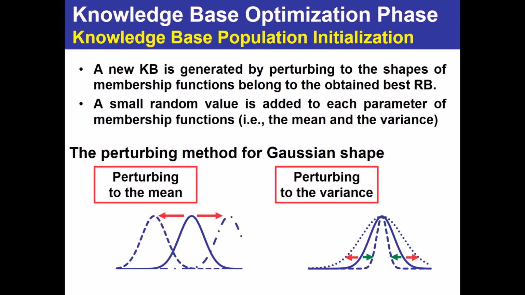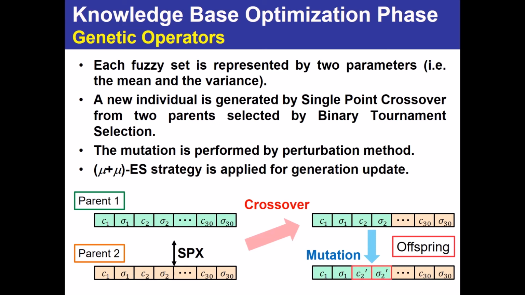Next, let me explain the knowledge-base optimization phase. First, an initial population of the knowledge base is generated by adding random perturbations to the mean and variance of membership functions. Then, the genetic operators are executed. A new individual is generated by single-point crossover from two parents, and mutation is performed randomly by perturbing each parameter. Finally, the population is updated by the mu plus mu ES strategy.